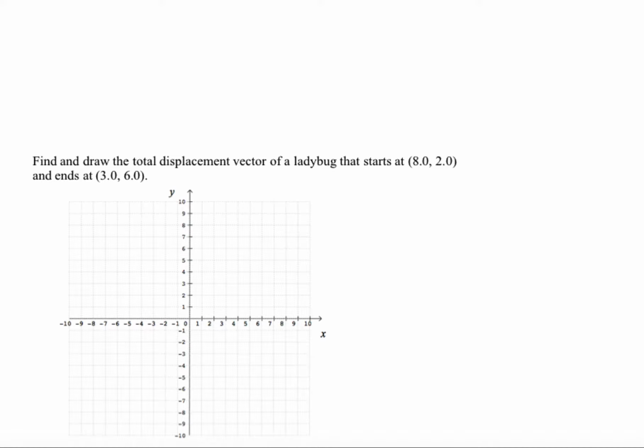Problem says find and draw the total displacement vector for a ladybug that starts at the coordinates 8, 2 and ends at the coordinates 3, 6. We want to first plot that initial starting position for the ladybug, and let's also plot the final position too. So I'll go over 8 units, then we'll go up 2 units. This is going to be the starting point for the ladybug.